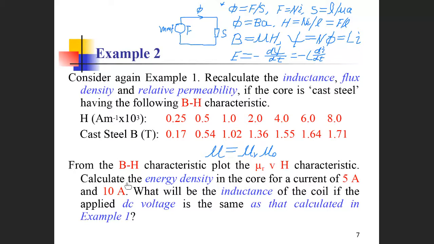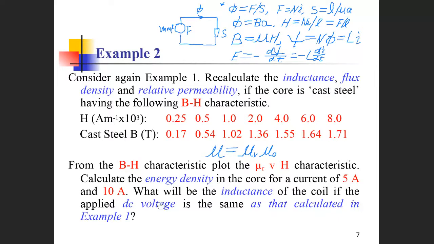And the second one is to calculate the flux density in a core for a current of 5 amperes and 10 amperes. So for different currents, the flux density will be different, and also the magnetizing force strength H will be different. They will have different flux densities, and therefore they have different energy densities.